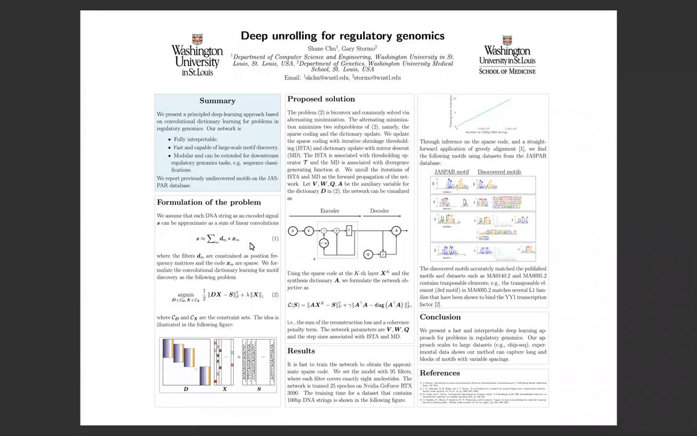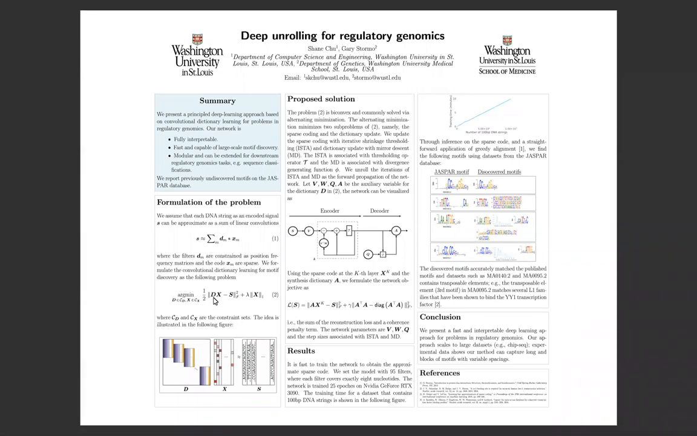We're going to assume that encoded DNA streams can be approximated as a sum of linear convolutions shown in equation 1. Here, D is a filter and X is a sparse code. We can turn this into a problem called convolutional dictionary learning shown in equation 2. In equation 2, you can see that the first term is the data fitting term, and the second term is the regularization term that induces sparsity on the code.